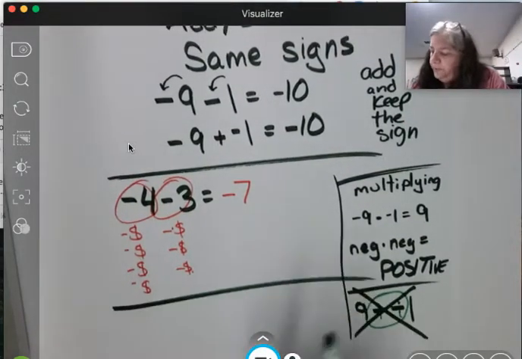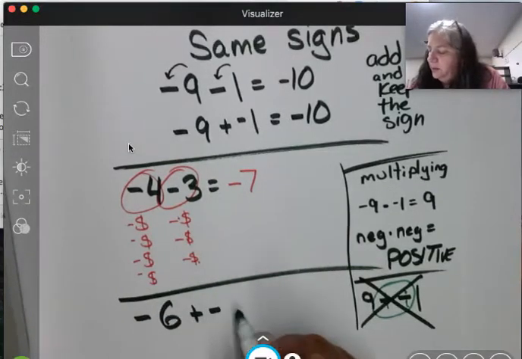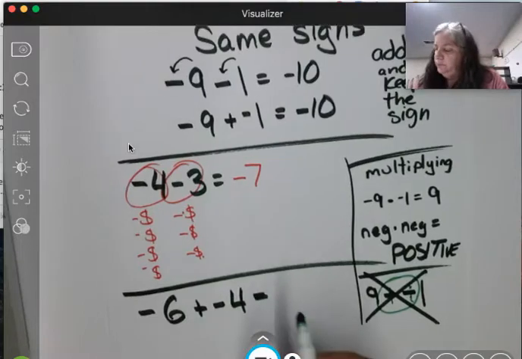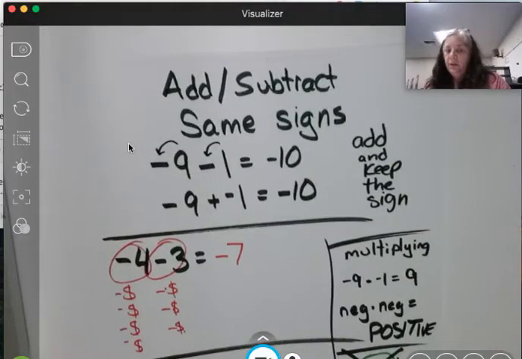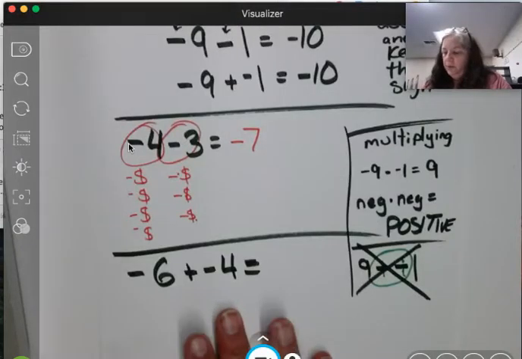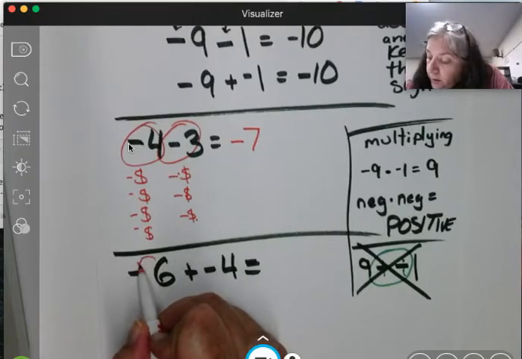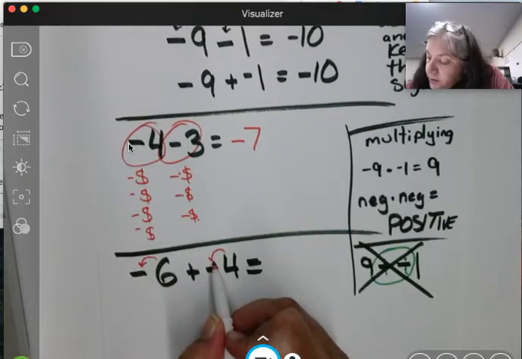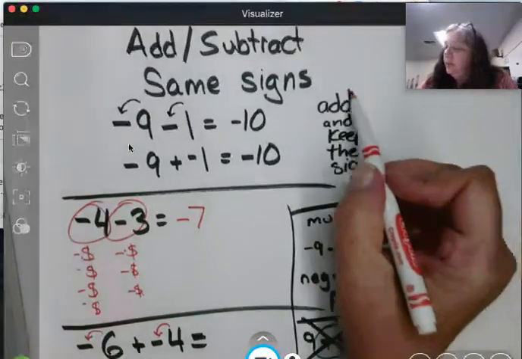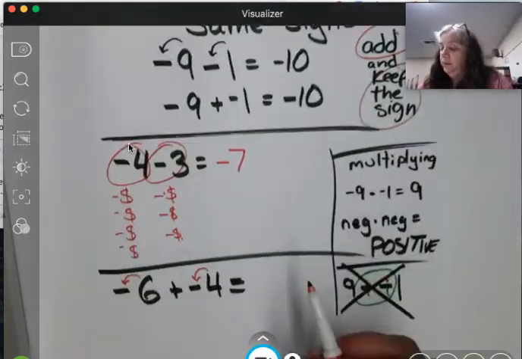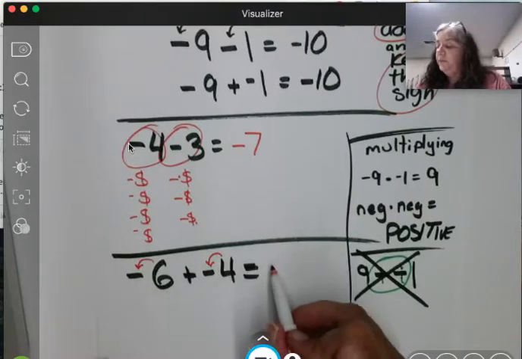Let's do another one. -6 plus -4. Are these same signs or different signs? These are same signs. And I don't care if this is a plus or minus. I only care about whatever is just to the left of the number. So these are definitely the same signs. I'm going to add them and I'm going to keep the sign. 6 plus 4 is 10. I'm going to keep the negative sign.